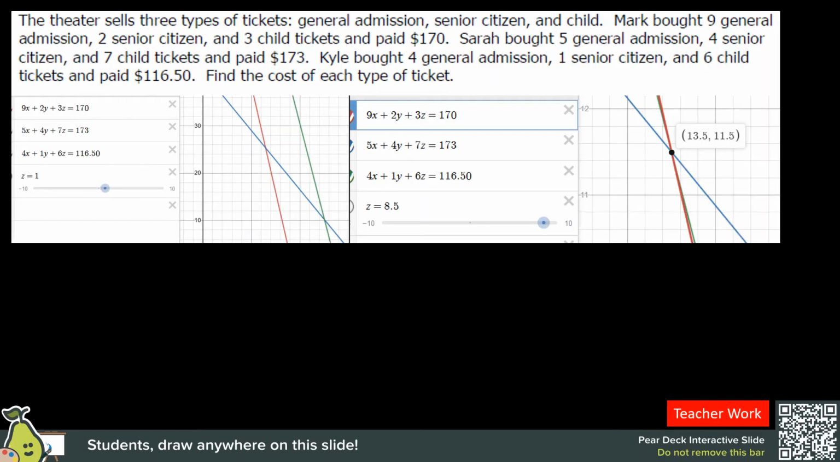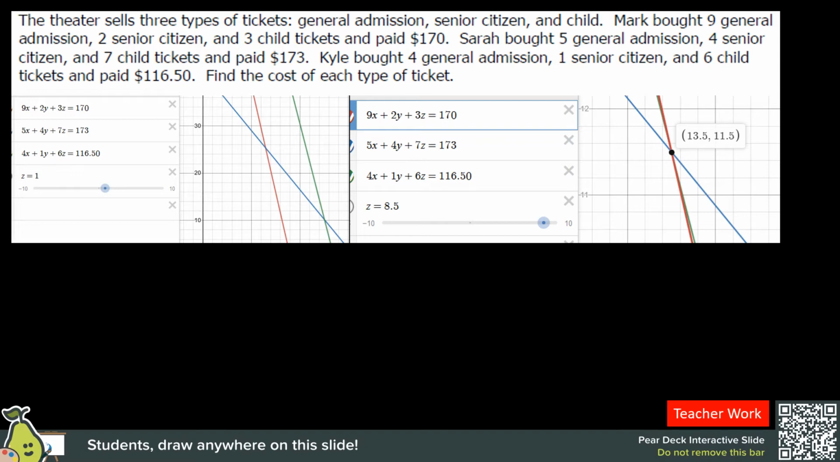Okay. All right, so the next one here says the theater sells 3 types of tickets: general admission, senior citizen, and child. Mark bought 9 general admission, 2 senior citizen, and 3 child tickets and paid $170. Sarah bought 5 general admission, 4 senior citizen, and 7 child tickets for $173. And Kyle bought 4 general admission, 1 senior citizen, and 6 child tickets for $116.50. Find the cost of each type of ticket.